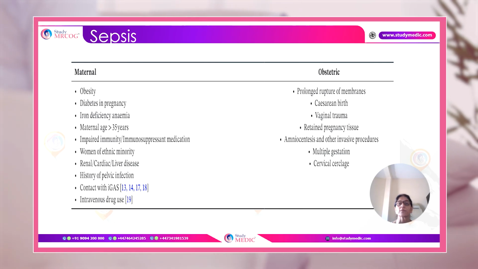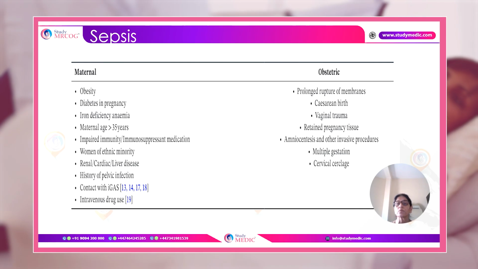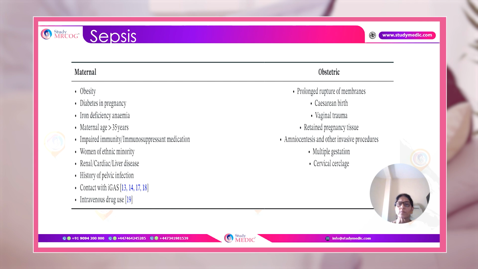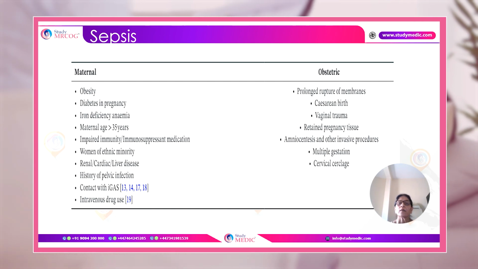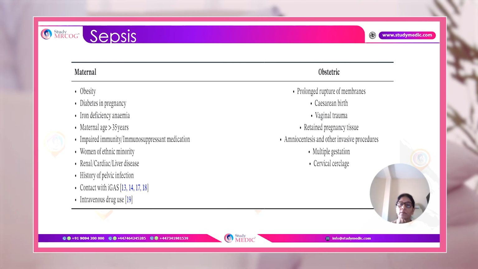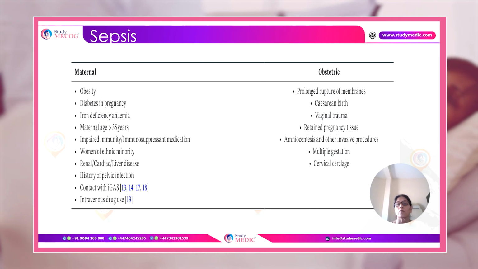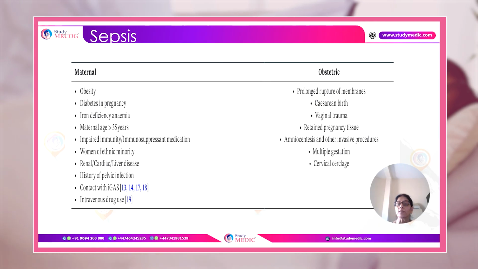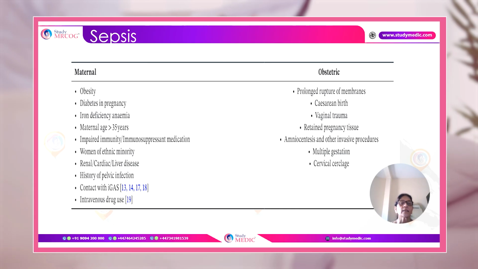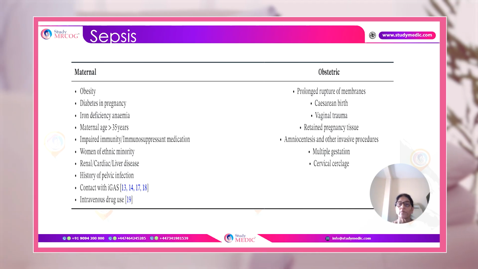What about some obstetric factors? Prolonged rupture of membranes, any woman undergoing a cesarean birth, any vaginal trauma, that means she has undergone a forceps or vacuum delivery, or has had a perineal trauma, retained pregnancy tissue, no matter if it is an abortion or a retained placenta, any invasive procedures like amniocentesis or chorionic villus sampling, any woman with multiple gestation, or someone who has undergone a cervical cerclage. Remember, any one of these factors places the woman at a very high risk of sepsis, and you should be very alert to all these factors.